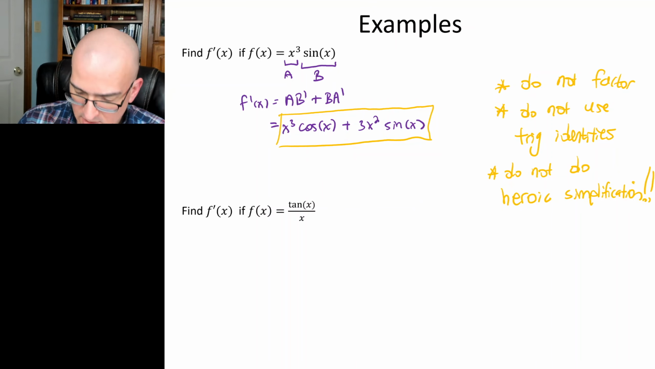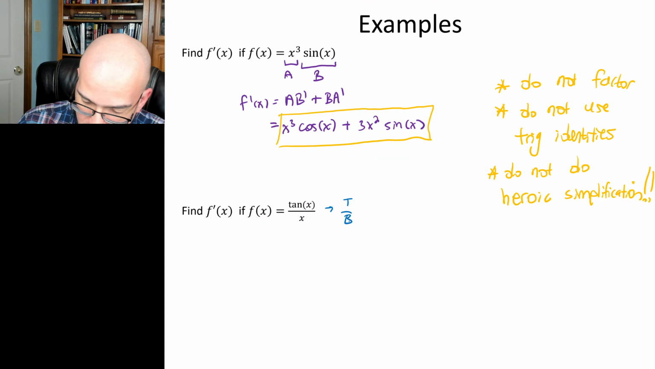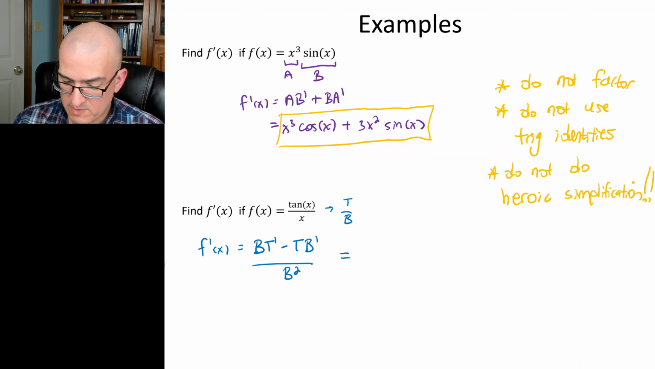Okay, next one. We're going to take this derivative using a quotient rule. This is a top function over bottom function. So f prime of x is the bottom function times the derivative of the top minus the top function times the derivative of the bottom, divided by the bottom squared. So the bottom function is x.